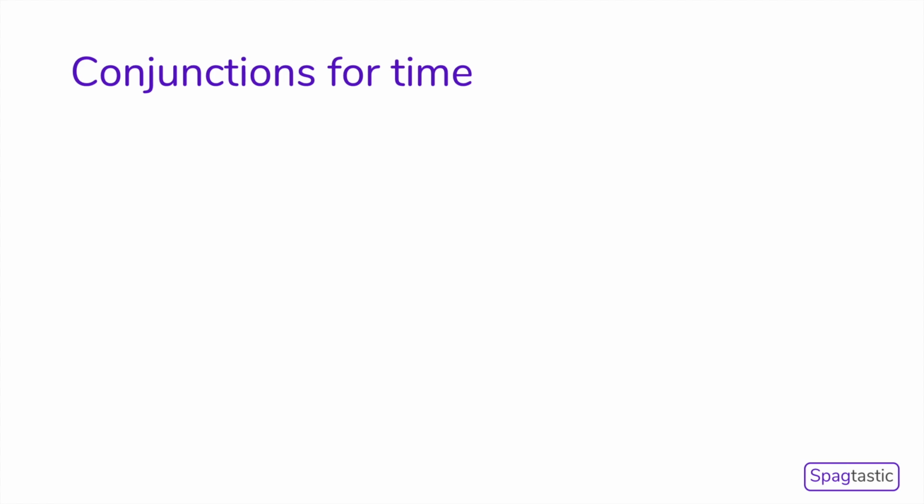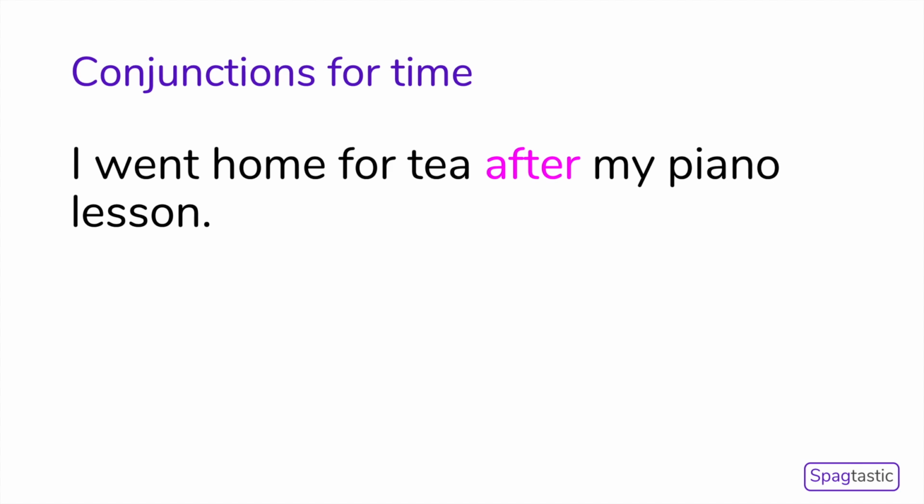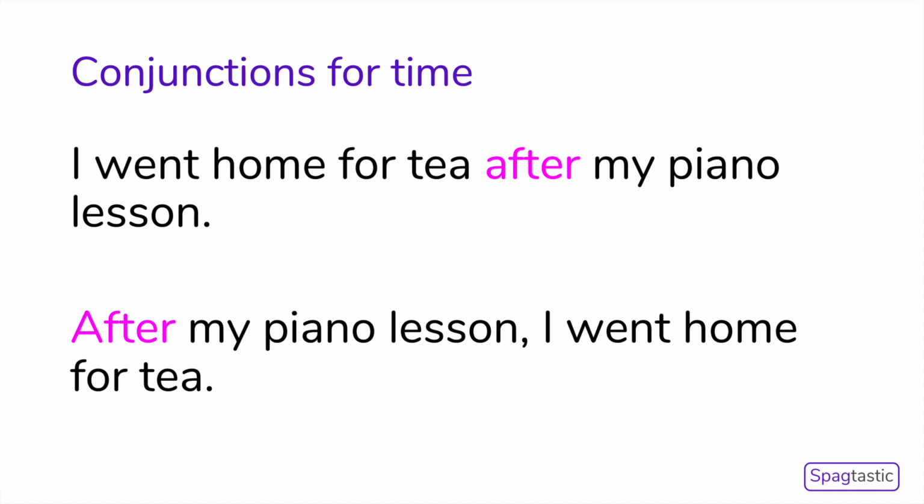In the next example, the time conjunction after is used. I went home for tea after my piano lesson. Here the conjunction after is used in the middle of a sentence. If we want to, we can move after to the start of a sentence, so our sentence changes to, after my piano lesson, I went home for tea.